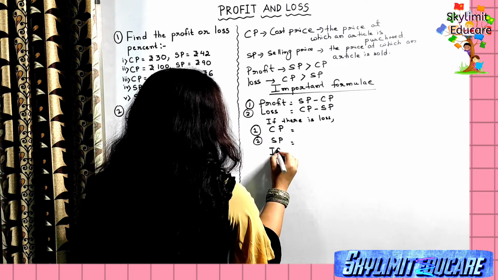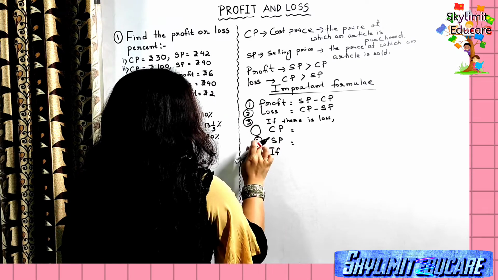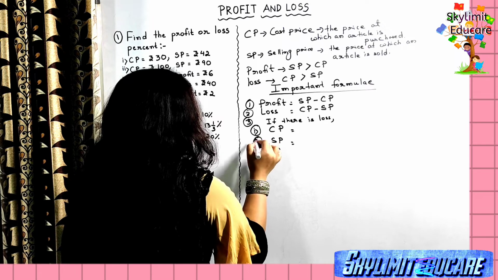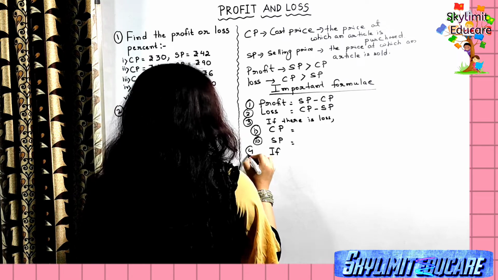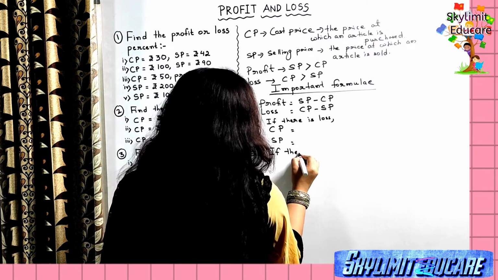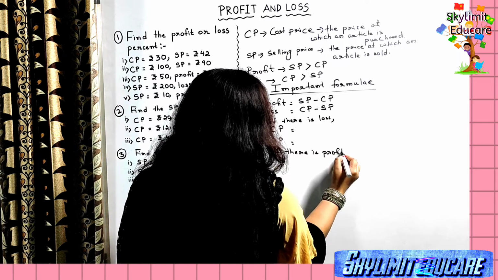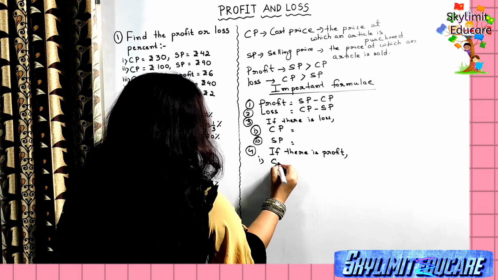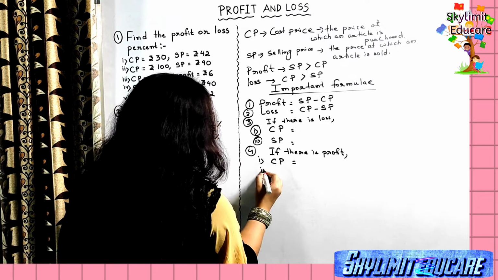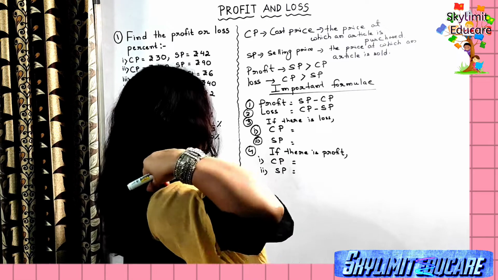And let us give it a name, third. Let us write it as bit number 1 under subheadings, bit number 2. Now number 4, if there is profit, then what is the formula for CP and SP? So now let us focus on this.